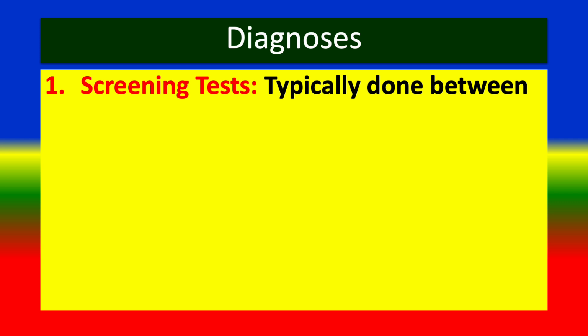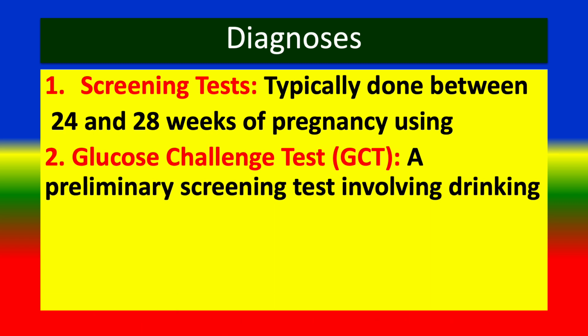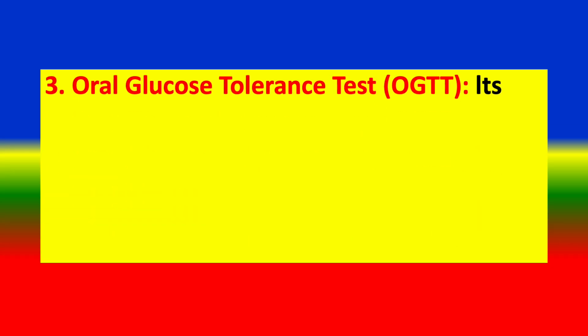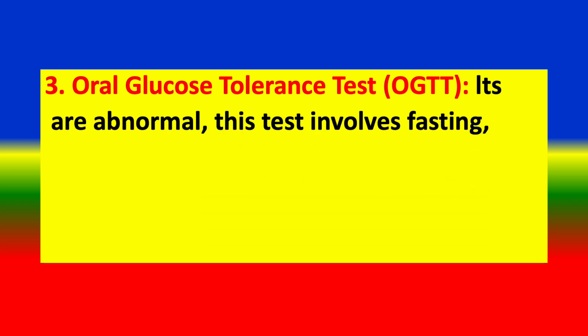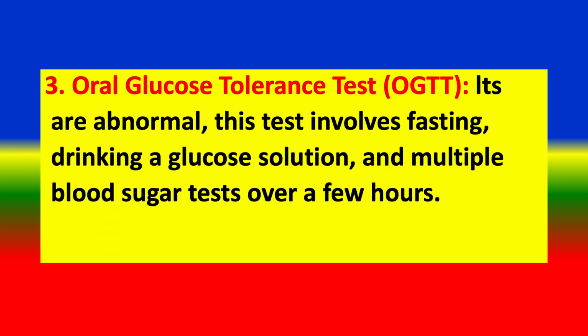Diagnosis: 1. Screening test, typically done between 24 and 28 weeks of pregnancy using: 2. Glucose challenge test (GCT). A preliminary screening test involves drinking a glucose solution followed by a blood sugar test. 3. Oral glucose tolerance test, if the results are abnormal. This test involves fasting, drinking a glucose solution, and multiple blood sugar tests over a few hours.